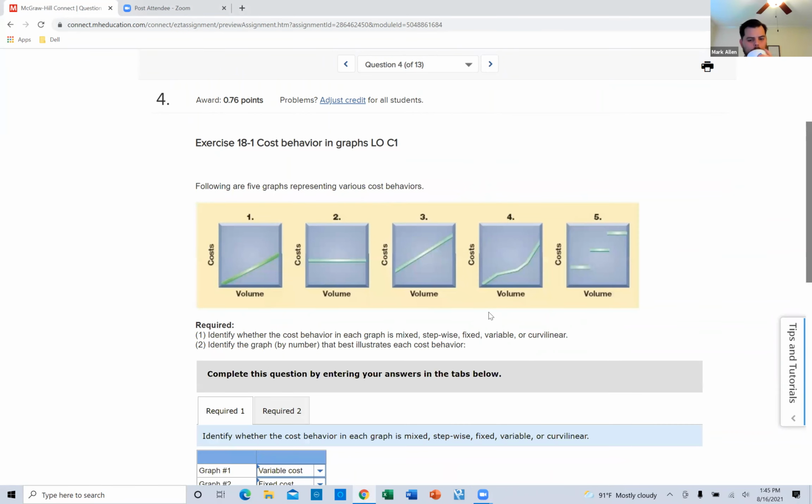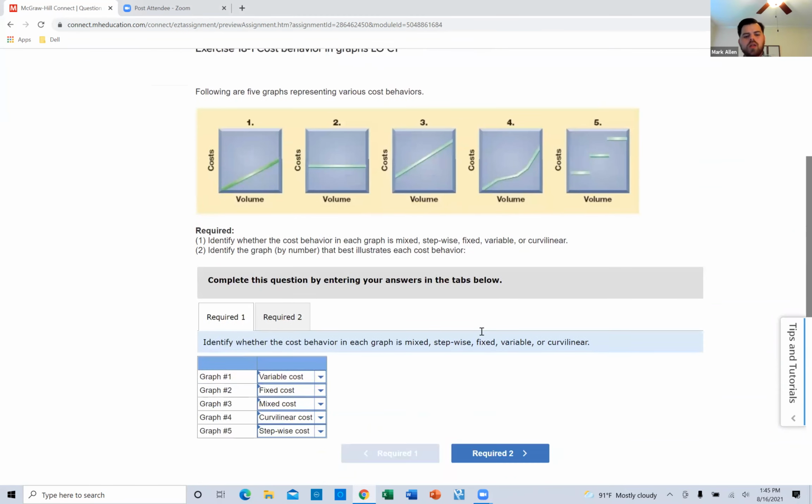Now, number 4. Number 4 is nice because here we're just looking at some graphical interpretations. So there's not a lot you have to really know on this one, right? It's not like a numeric question where you have to actually know the formula. This is just, do you understand the general behavior of the different types of costs that we're seeing in this chapter? So graph number 1, well, that is a strictly variable cost.